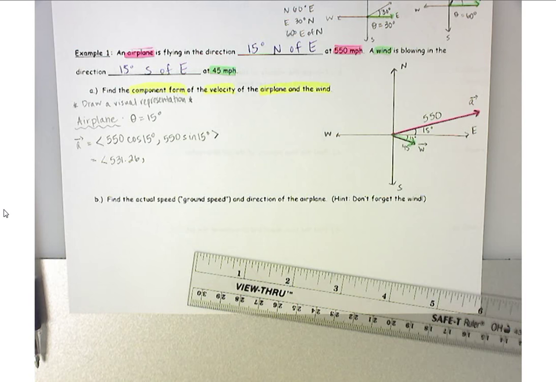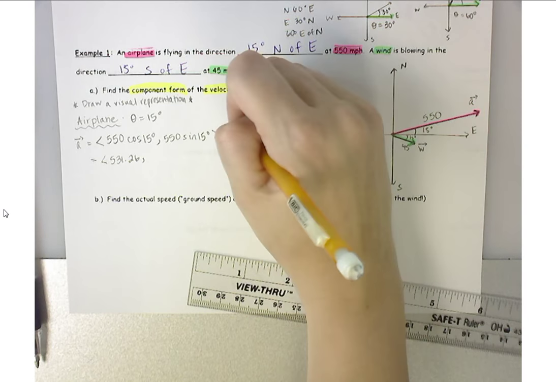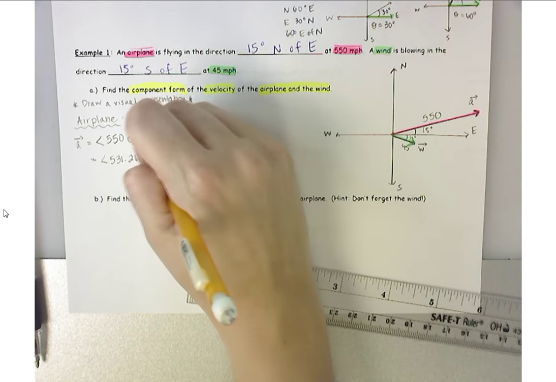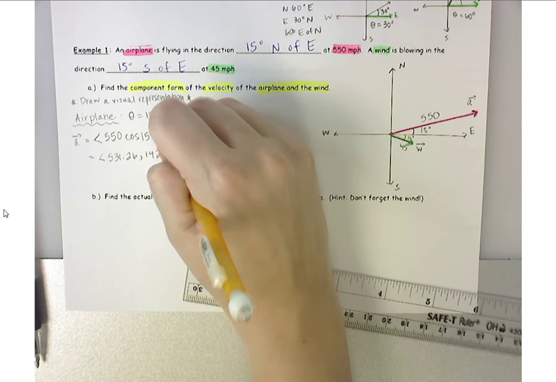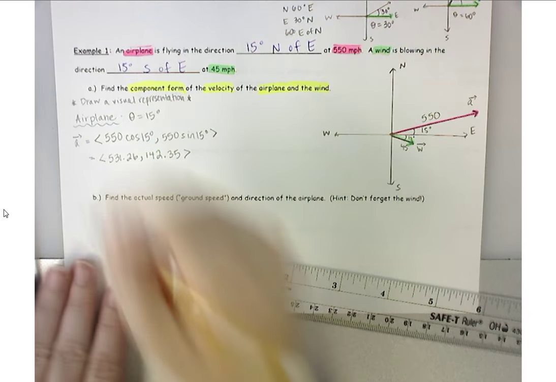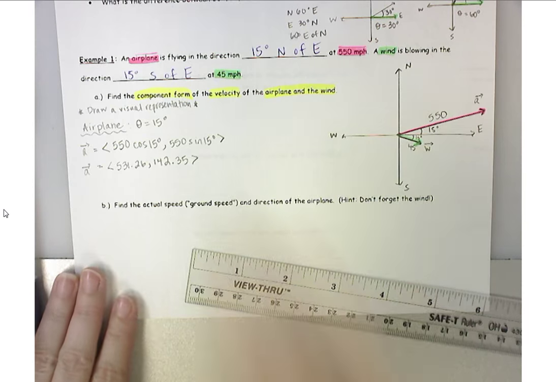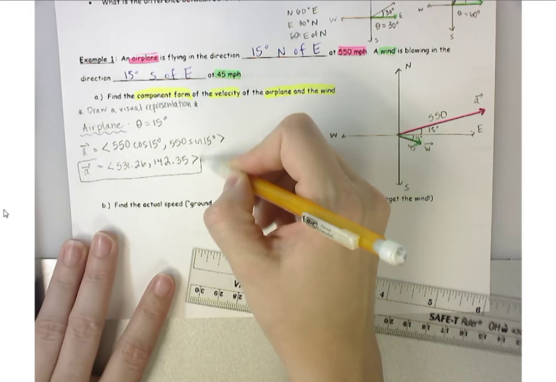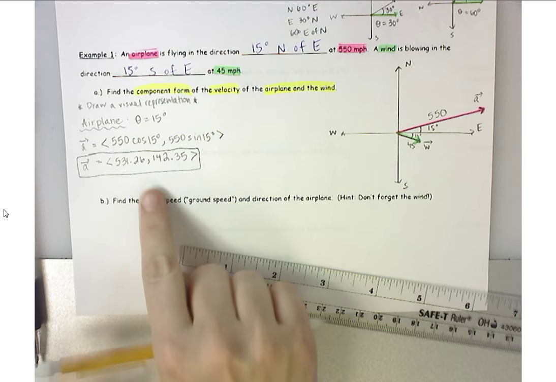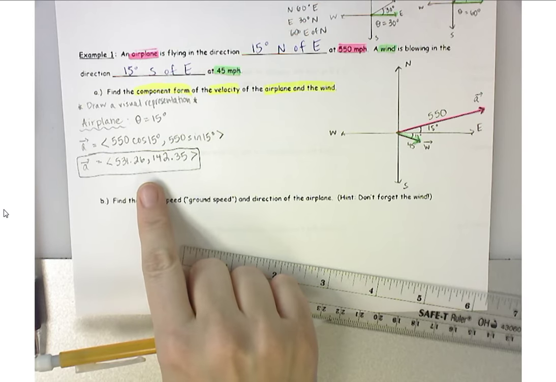And then Jackson, what did you get for the sine? Will you do that one for me? And we're going to round to the nearest hundredth, so it'll be 3.5. Good. Okay, so this is going to be your airplane vector.